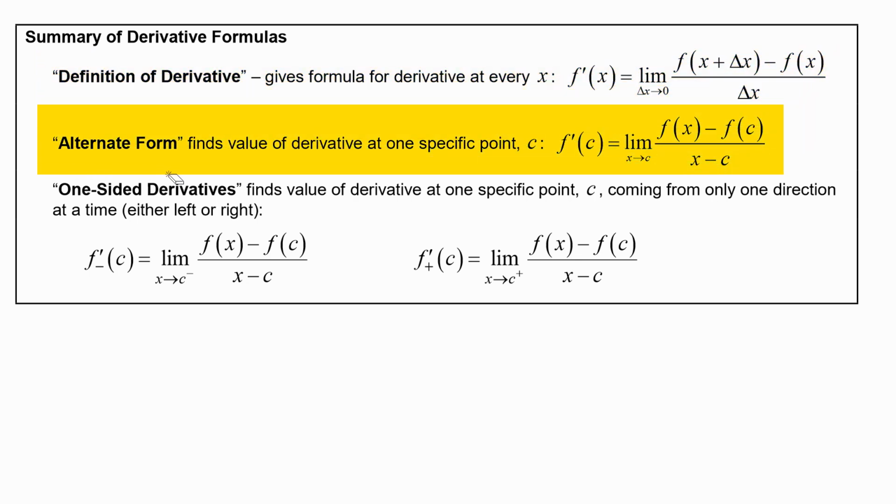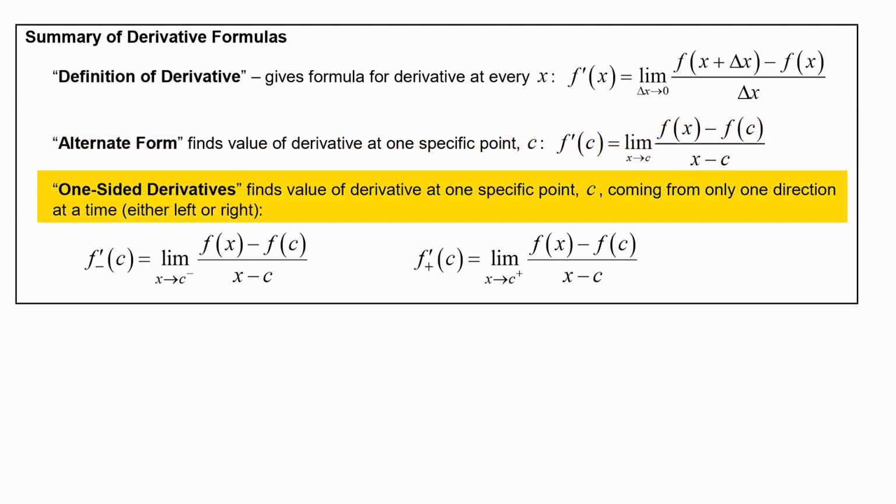The alternate form finds the value of the derivative at one specific point, x equals c. And that is f prime of c equals the limit as x approaches c of f of x minus f of c over x minus c. We also learned about one-sided derivatives. We use those a lot, particularly with piecewise defined functions. It finds the value of the derivative at one specific point, x equals c, coming in from only one direction at a time, either left or right.